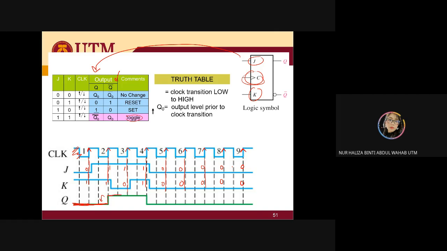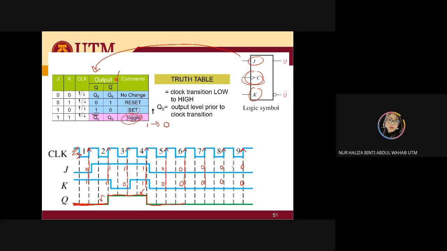We continue directly to the next clock. 1, 0 is going to be set. Set will be 1 until the next clock. 1, 1 will be toggle. Toggle refers to your current output, which is 1, so we're going to toggle it. If it is 1, we change it to 0. Directly go to the next clock there. 0, 0, no change.